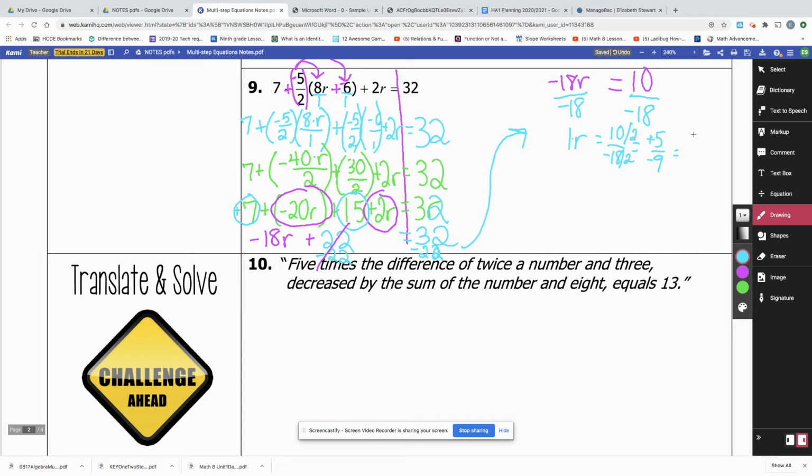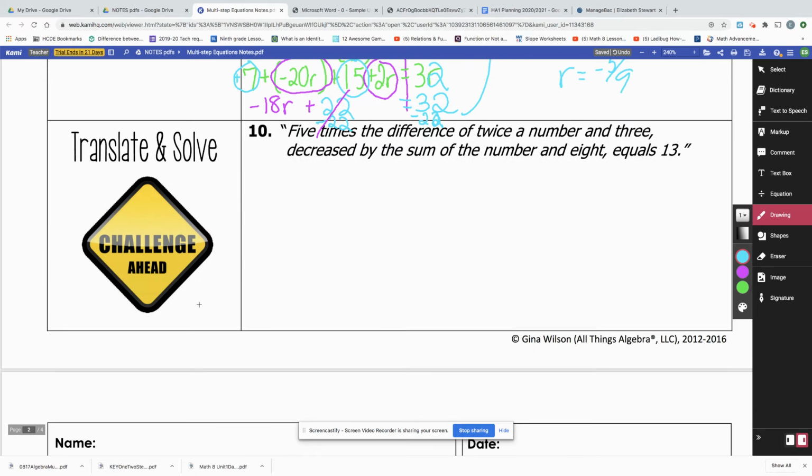Because this is positive and that's negative, I could make that -5 over +9. And there's my answer. R equals -5/9. Nice fraction answer in there. All right, let's have some fun with a word problem.